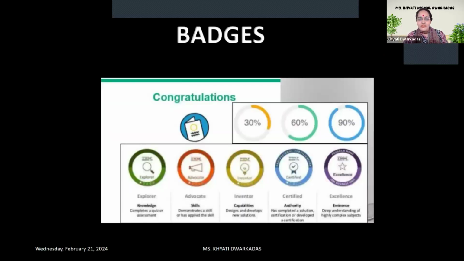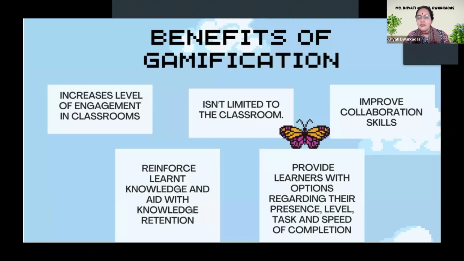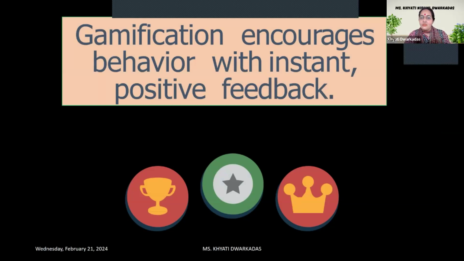So these are sample badges. You can see advocate, inventor, certified excellence, explorer. This is a leaderboard. Entire class is playing. You can see how many students are at what level. Benefits: increases level of engagement. It isn't limited to the classroom. The student can even play from home. It improves collaboration, reinforces the concept learned with retention, provides learners with options regarding their present level, task and speed of completion. So it encourages positive behavior with instant feedback.